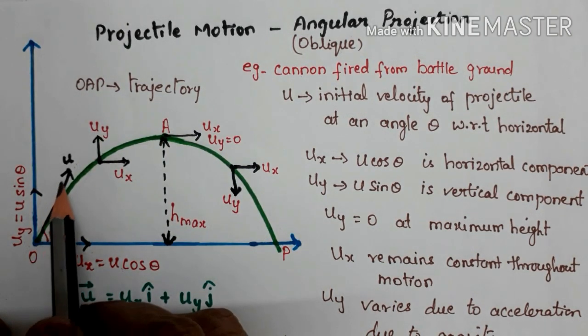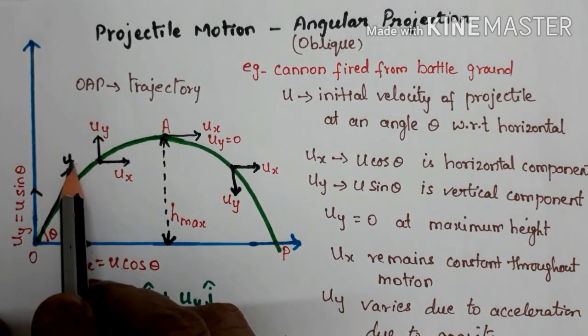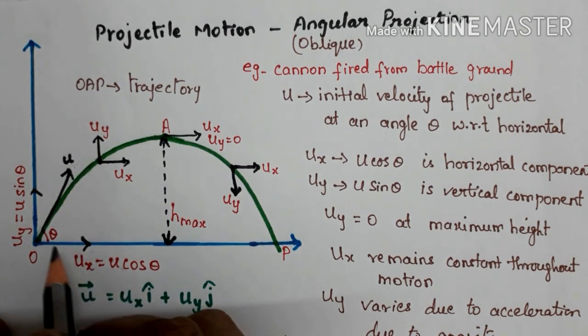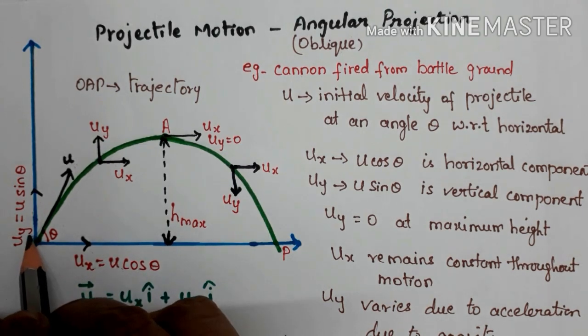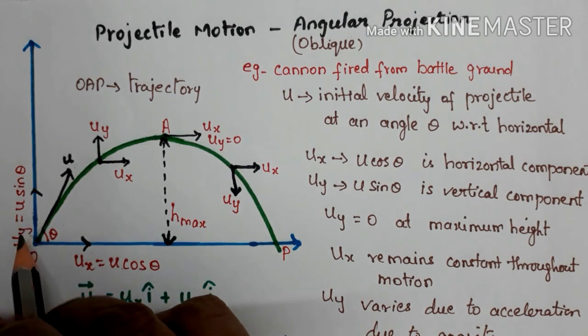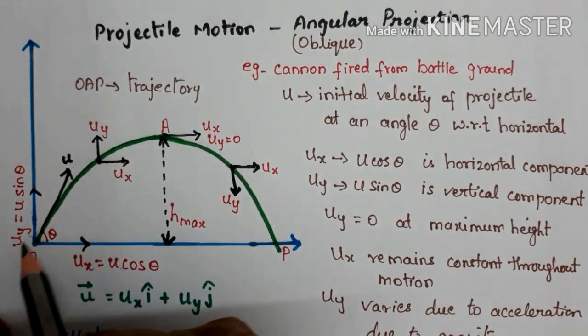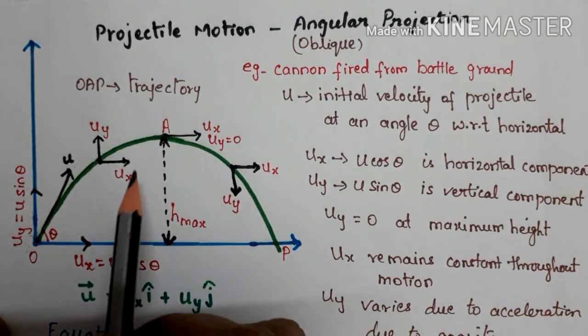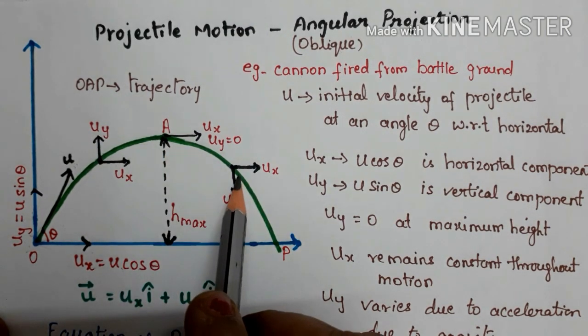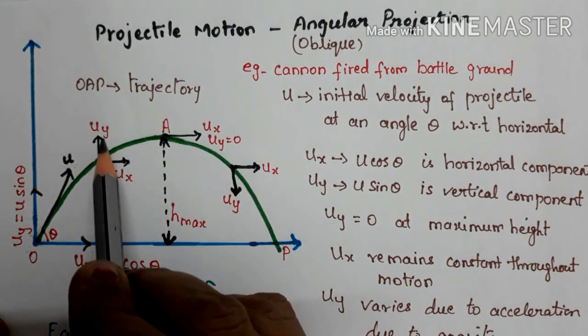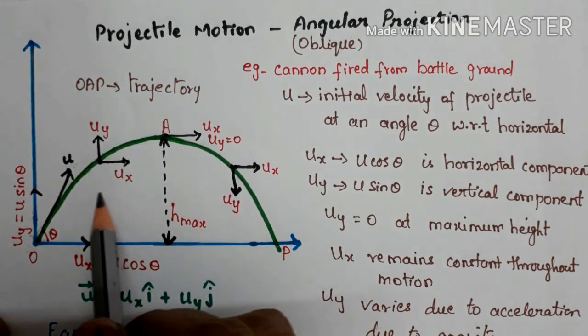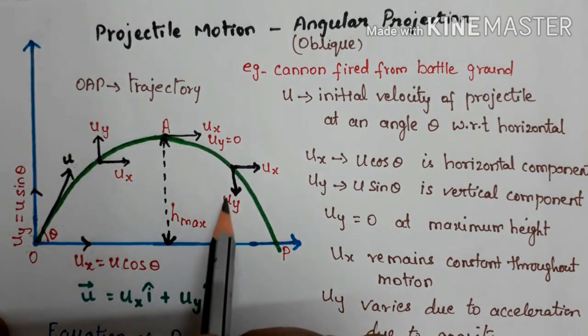Now, the initial velocity you are giving to the projectile, let it be u. You are resolving u into horizontal and vertical components. The horizontal component is ux, that is u cos theta, and the vertical component is u sin theta. Now in this trajectory, OAP is the trajectory. At whichever point you consider, children, this horizontal velocity ux will always remain constant. But this vertical velocity will vary, right?